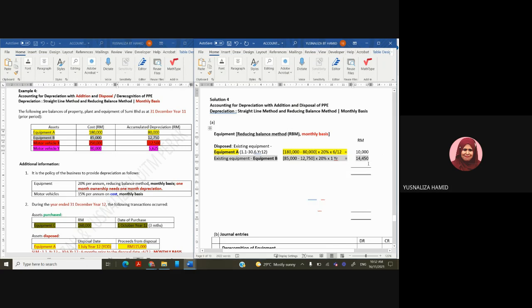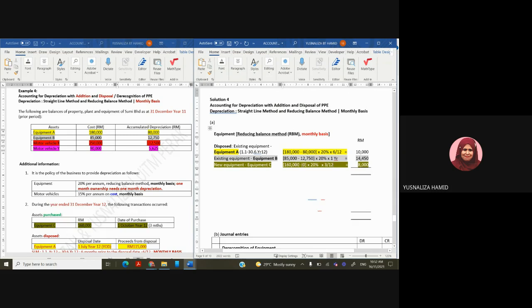You need to do it one by one. You need to do first for equipment A, B, and now we are doing for the new equipment, equipment C. Equipment C is the one that you purchased on 1st of October. So because it was purchased on 1st of October, you will provide depreciation for just 3 months, because from 1st of October up until 31st of December, that was 3 months.